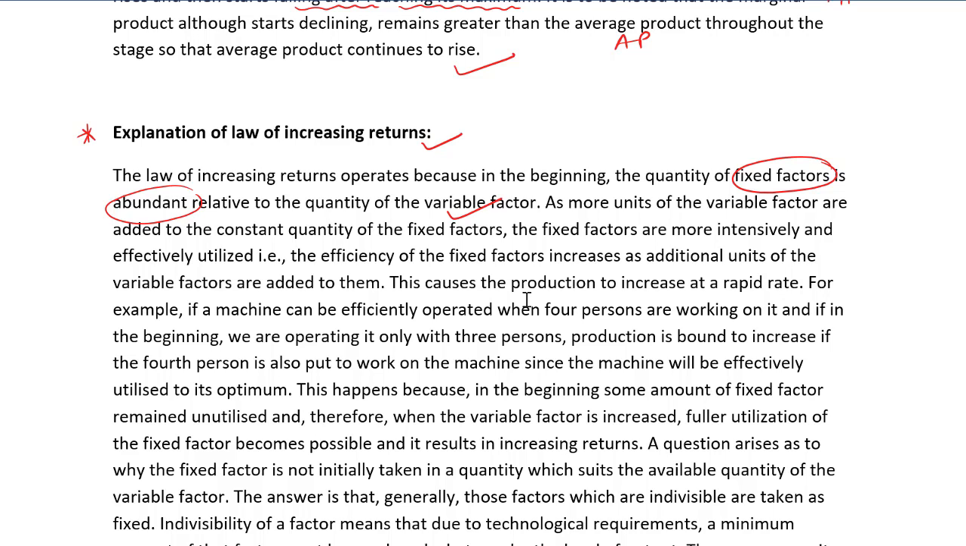As more and more units of variable factor, that is labor, are added to the constant quantity of fixed factor, that is capital, the fixed factor is more intensively and effectively utilized. That is, the efficiency of the fixed factor increases as an additional unit of the variable factor is added to it. Is it clear? This causes production to increase at a rapid rate, increasing return.